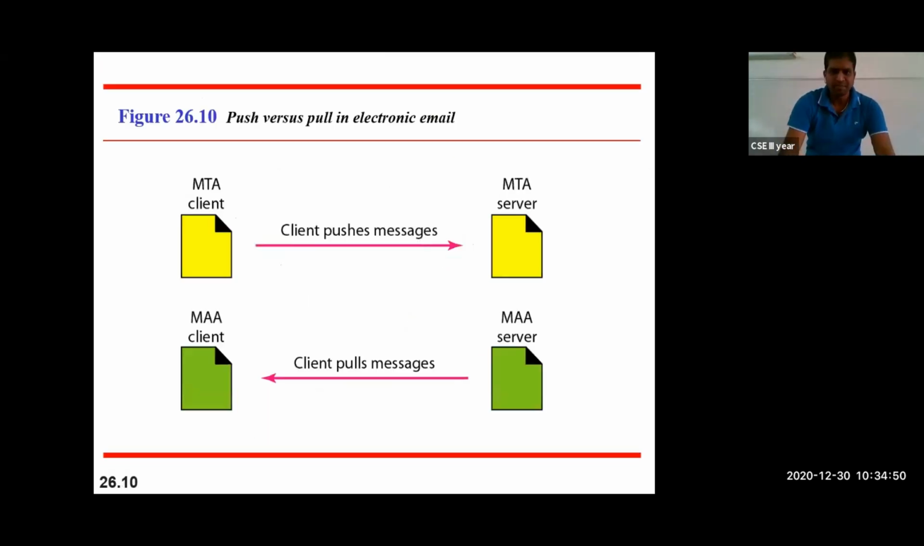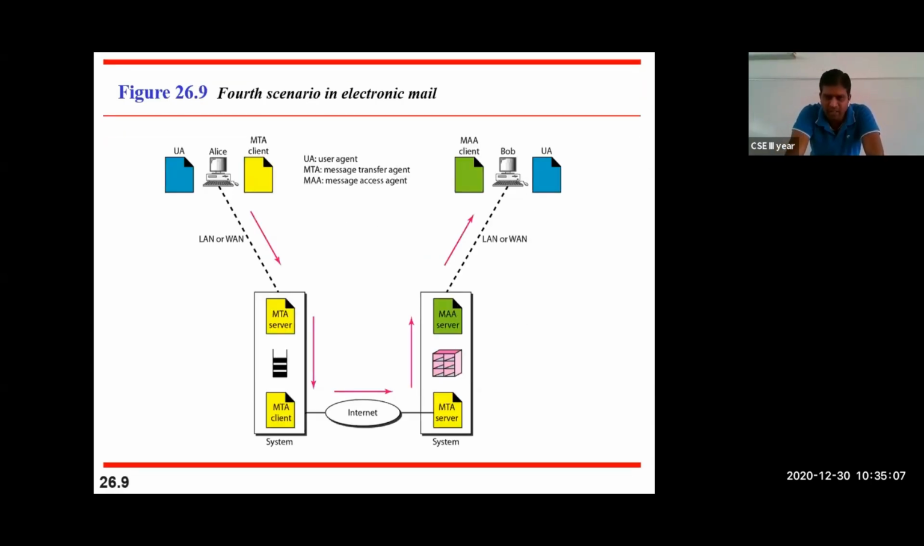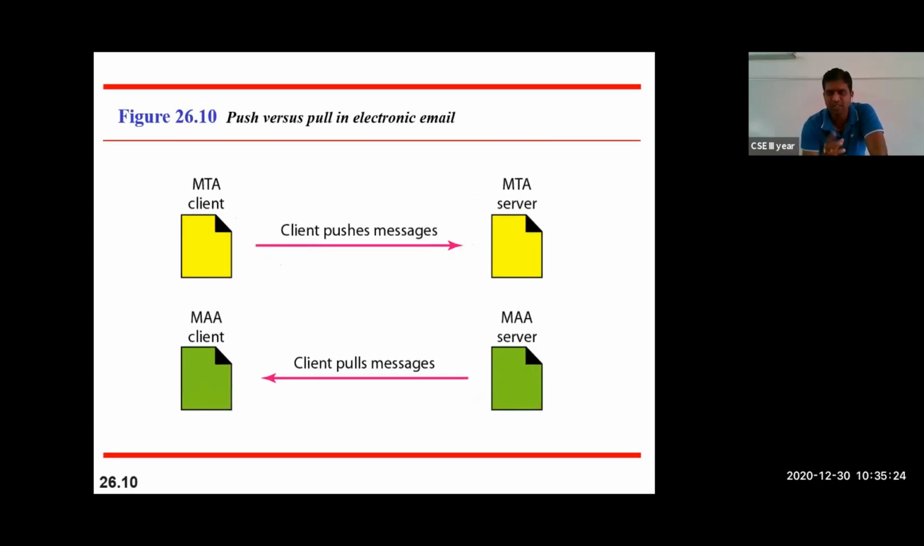Okay, done. Now, what does a mail transfer agent do? The mail transfer agent client will always push the message to the server, whereas the mail access agent client will pull the message from the server. Can you see it from the last diagram? Look at the arrow marks. The MTA client is always pushing to the server, whereas the mail access agent client is pulling from the server. Reverse. So the MTA client always pushes the message from client to server, and the MAA will always pull the message from the server.